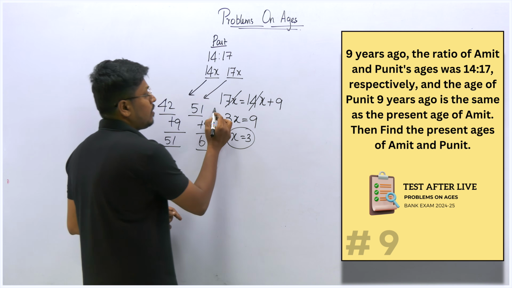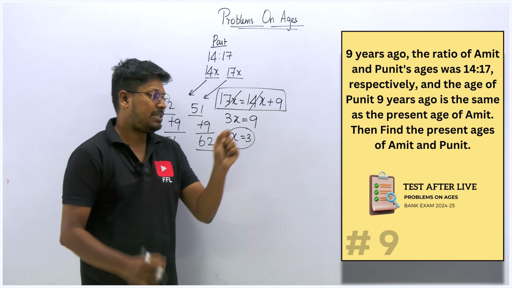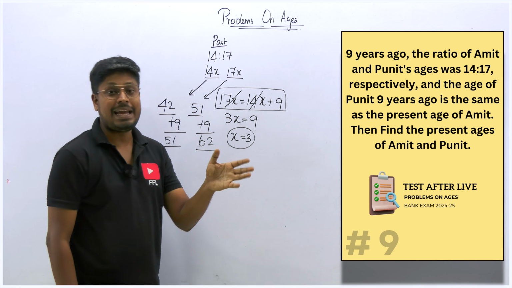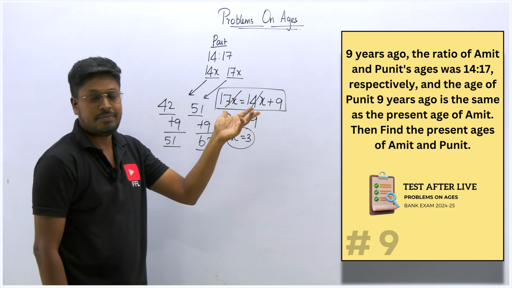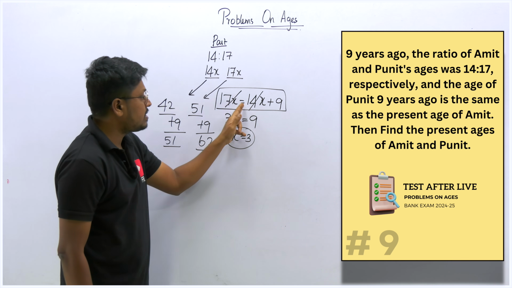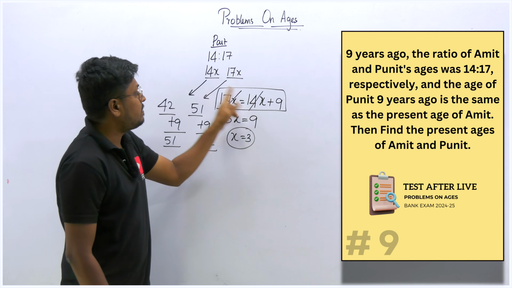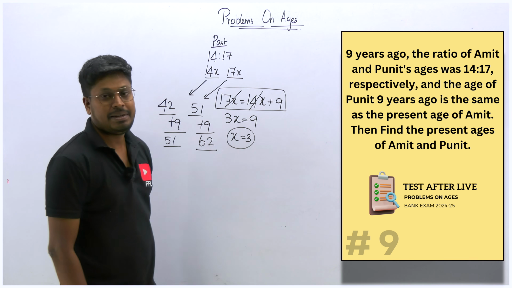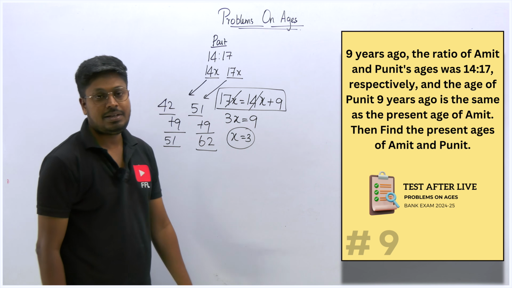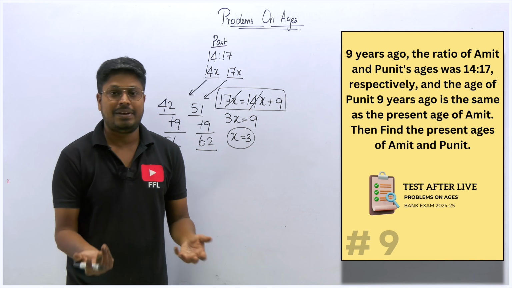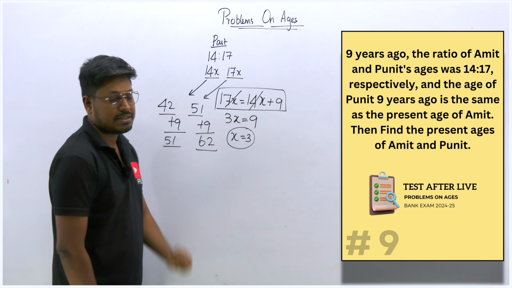Be careful, this point alone is important: which person's age equals which person's age after how many years. That's the point they have given. The age of Punit 9 years ago was 17x itself. So we take 17x as it is, which is equal to the first person's age 9 years after. The first person's age 14x, 9 years after, will be plus 9. After solving it we got x is equal to 3, and once you find the value of x, solving the complete question is easy. So the answer for question number 9 is 5162.